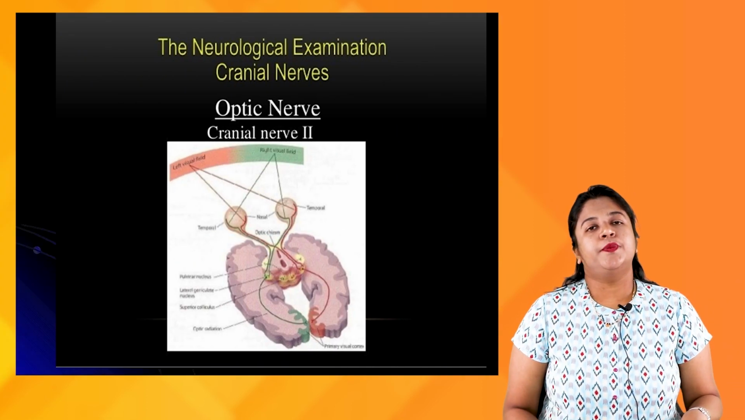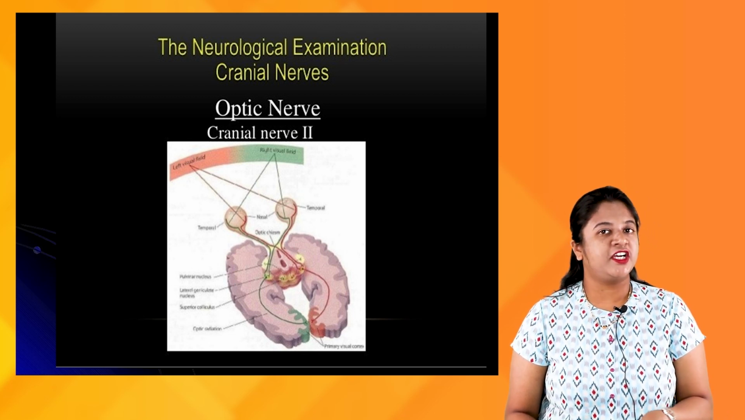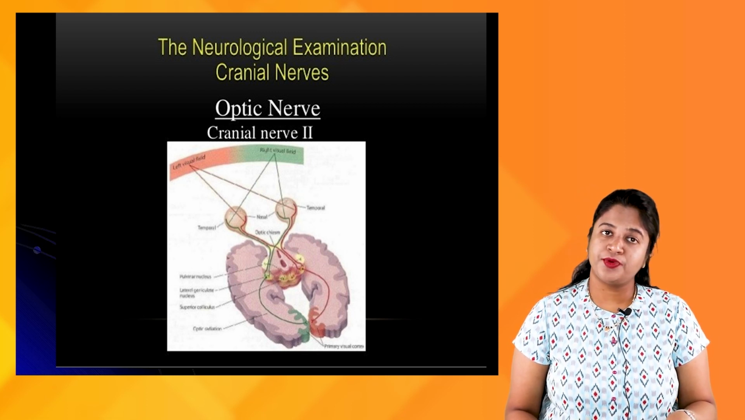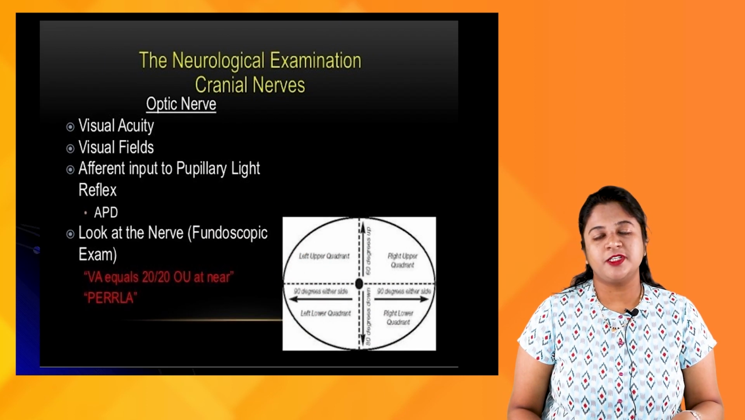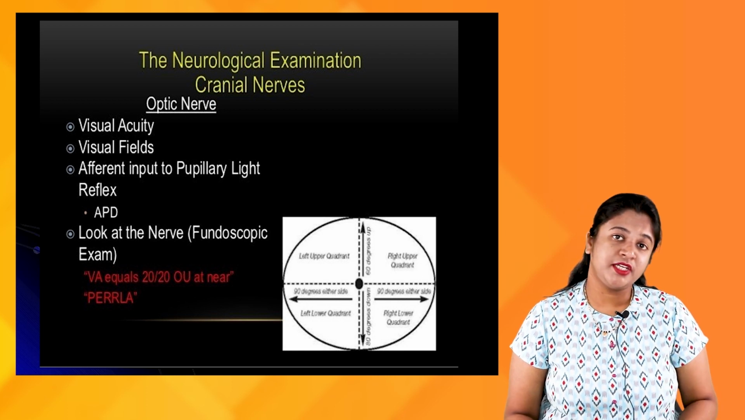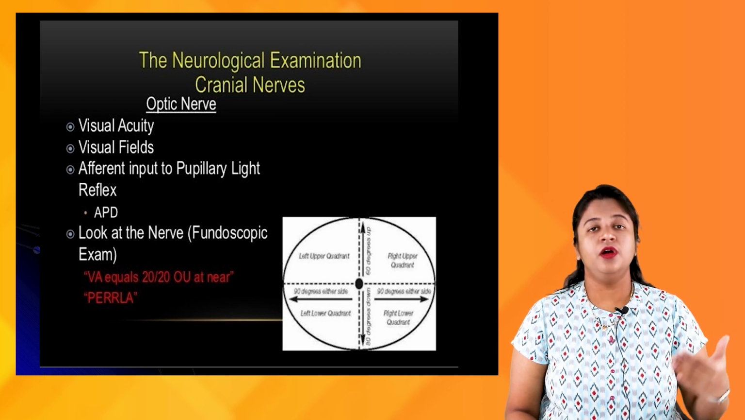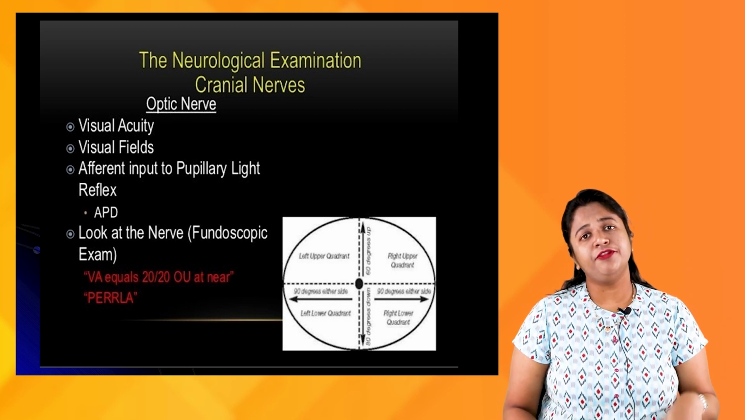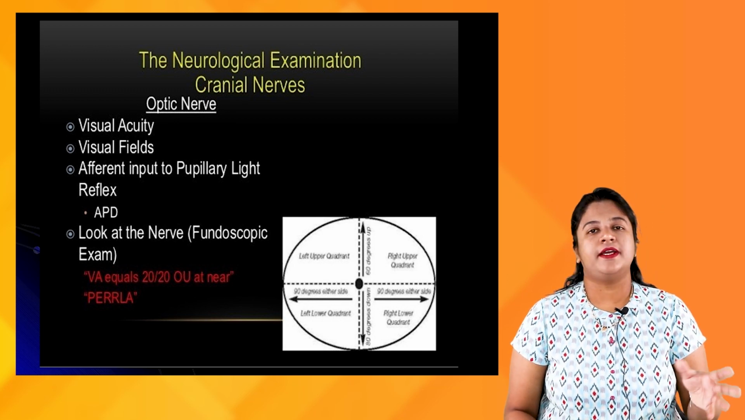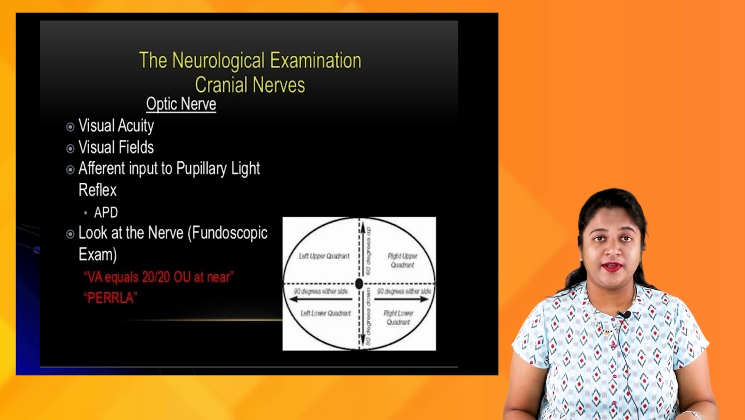The second cranial nerve is the optic nerve. Here you're going to find out whether the optic nerve is functioning intact or not. Here you're going to do the assessment of visual acuity. How will you do the assessment of visual acuity? Through the use of the Snellen chart. You have to stand at a distance of 20 feet from the Snellen chart, and you ask the patient to read out the letters or alphabets. If the patient is able to do it, then the patient has good visual acuity. Otherwise, he may have some errors in vision. So that is the first thing you will be doing, the visual acuity test.